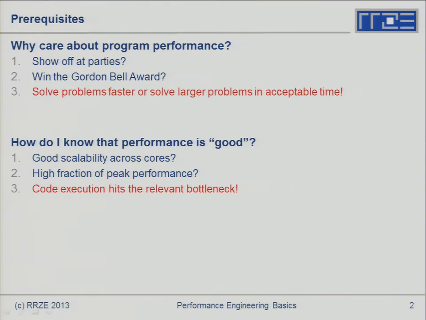The actual factor that you have to consider is that the code execution hits the relevant bottleneck. If code execution hits the relevant bottleneck, you're done. And then you can think about, what can I do to my code? Is there something I can do to the code to circumvent that bottleneck, to make it less relevant, to reduce the pressure on this bottleneck?